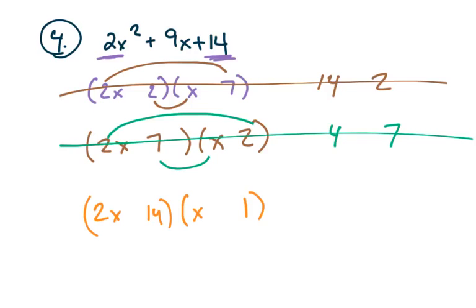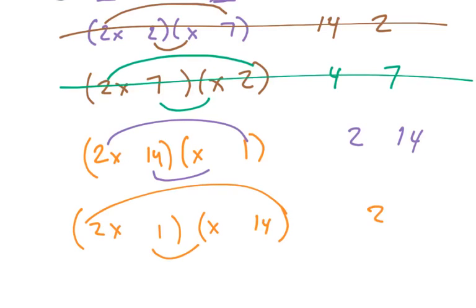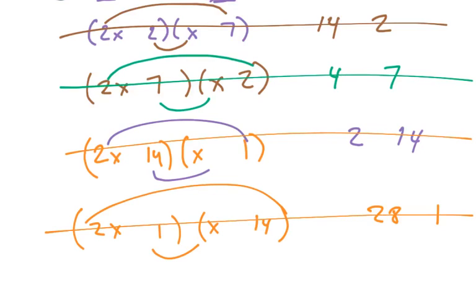But you can see here that that's not going to work. You're going to get 2 and 14. And that's not going to give you 9. And then if I flip them, this is going to be 28 and 1. And that's not going to work, right? So the only way to get to 14 is 14 and 1 and 7 and 2. The only way to get to 2 is 2 and 1. We've exhausted all our options. None of them work. The answer must be prime.